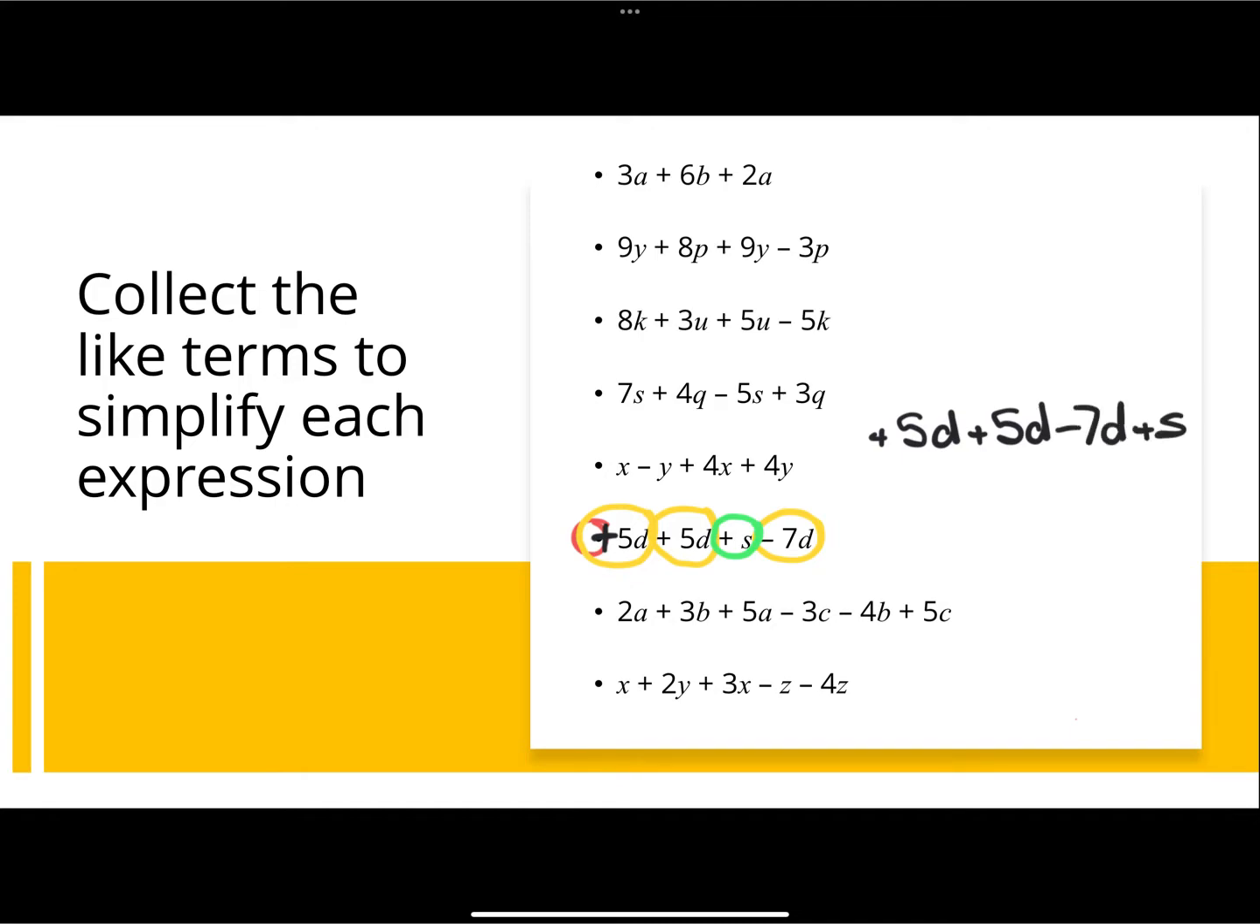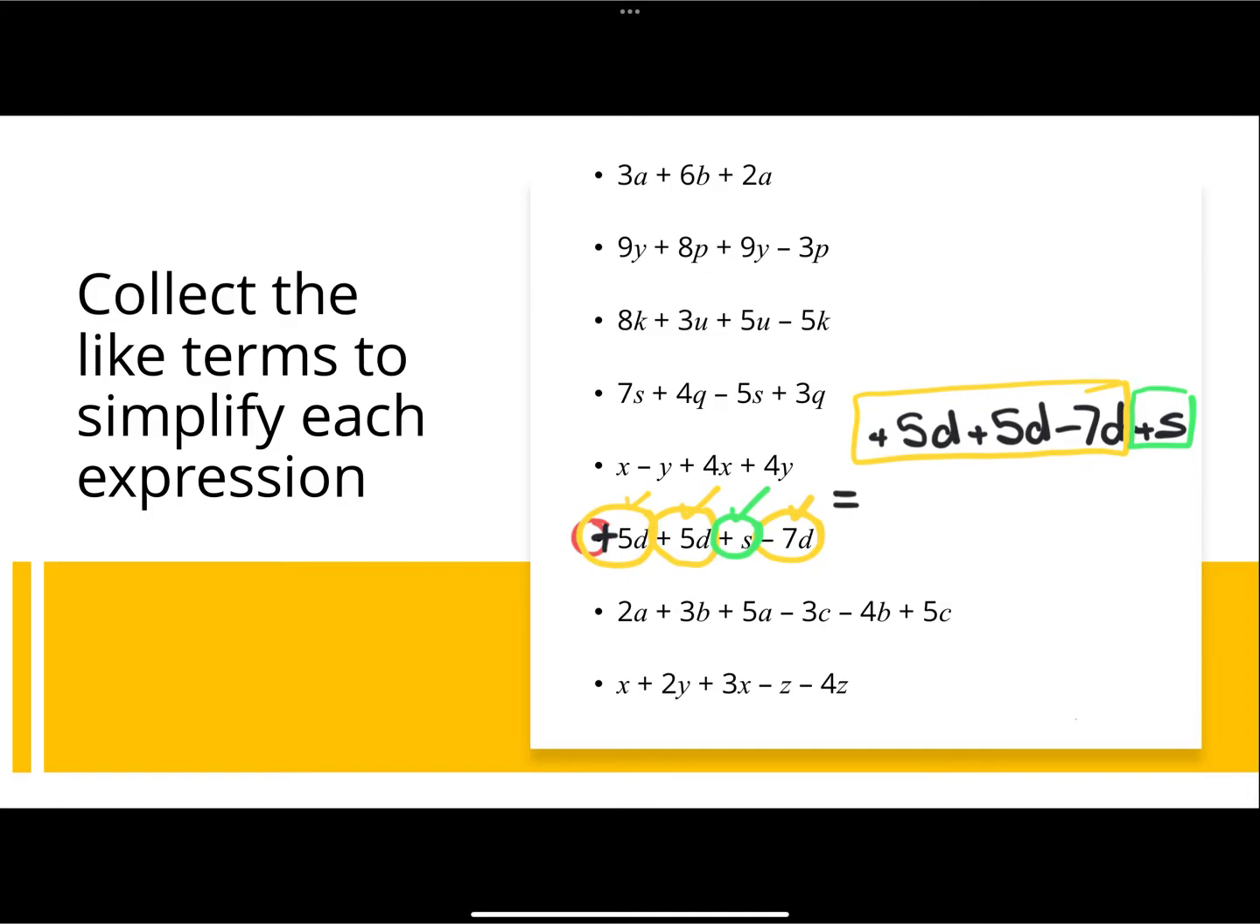I've rewritten my 5d plus 5d take 7d. And then on the end, I've added my plus s. So the first part I want to calculate or simplify is that part there. And look at that little s at the end, that doesn't need any simplification. So put my equals. I'm going to bounce along.